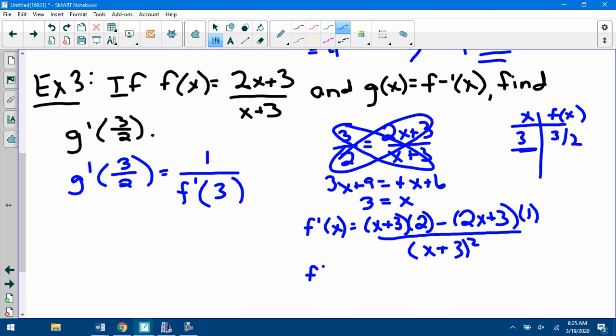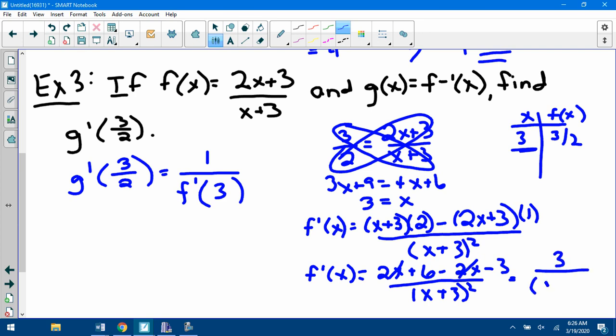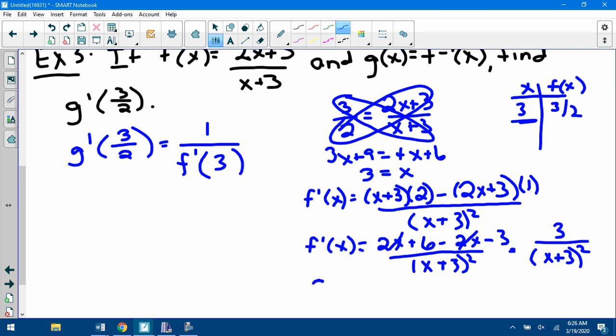Let's clean that up a little bit. f prime of x is equal to 2x plus 6 minus 2x minus 3, if I distribute, all over (x plus 3) squared. And the two x's would cancel. I'd get 3 on top over (x plus 3) squared on the bottom. That's f prime.